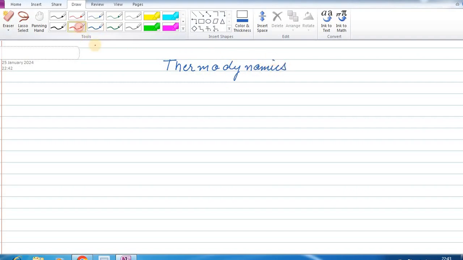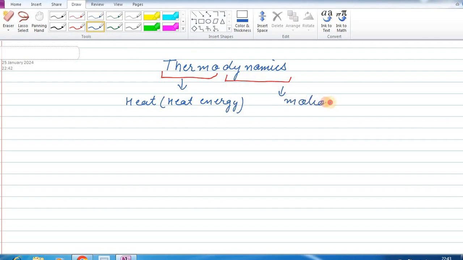So the word thermodynamics tells everything about it. Thermodynamics is composed of two words, thermo and dynamics. Thermo, we all know, means heat, that is heat energy or thermal energy. And by dynamics we mean motion, and motion is the synonym of work.